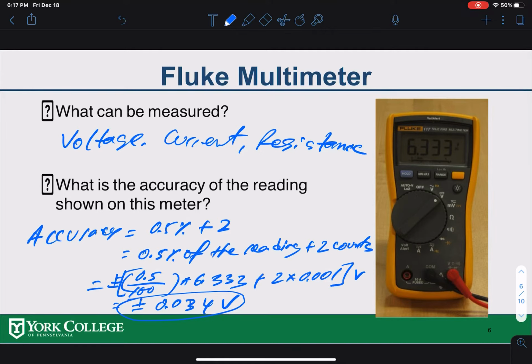If I go to the 60 volts range, I would have the same equation here, but I have a different resolution, which is 0.01 volts. If I go to the 600 volts range, I still have the same equation, but I have 0.1 volts resolution. So the counts will change for different voltage ranges. We're going to do some examples in class for this.